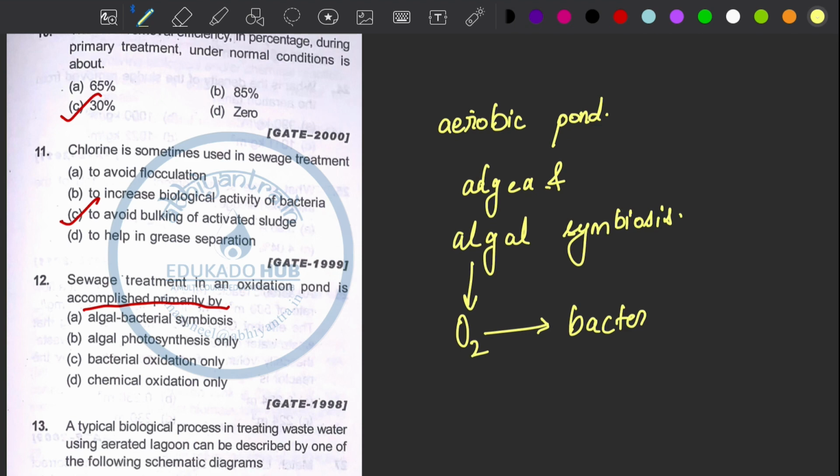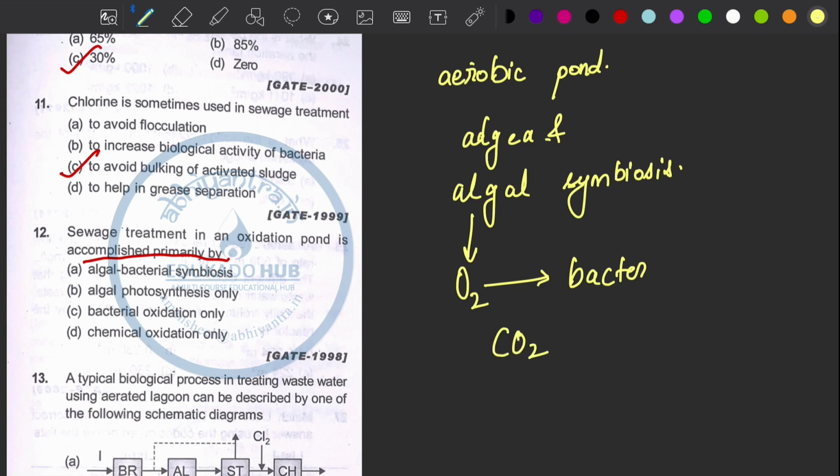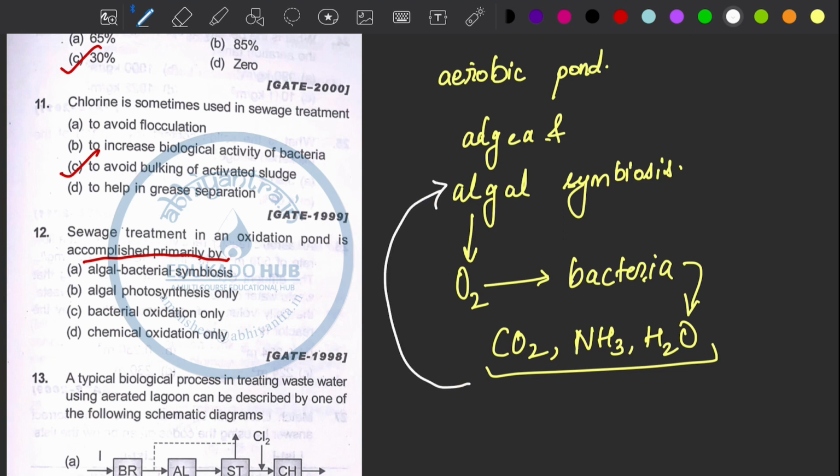So the end products of the process in an oxidation pond are CO2, NH3 and H2O, which are required by algae to grow and continue producing oxygen. The bacteria create CO2, right? And again this CO2, NH3 and H2O will help the algae. So this chain is going to continue. It is known as a symbiotic relationship between algae and bacteria. So the correct option will be option A, that sewage treatment in an oxidation pond is by algal bacteria symbiosis.